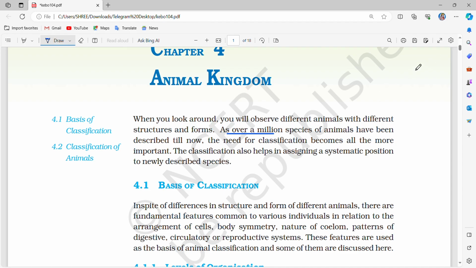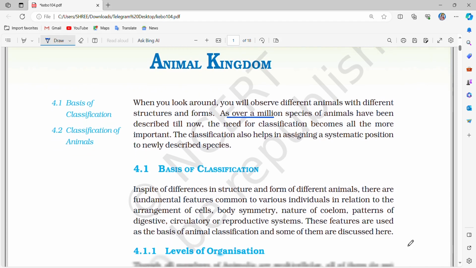4.1 Basis of classification. In spite of differences in structure and form of different animals, there are fundamental features common to various individuals in relation to the arrangement of cells, body symmetry, nature of coelom, patterns of digestive, circulatory or reproductive systems. These features are used as the basis of animal classification, and some of them are discussed here.